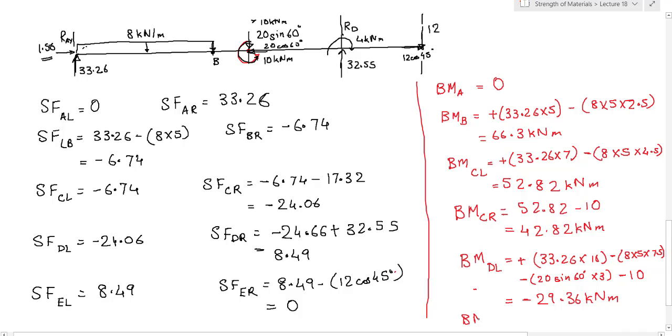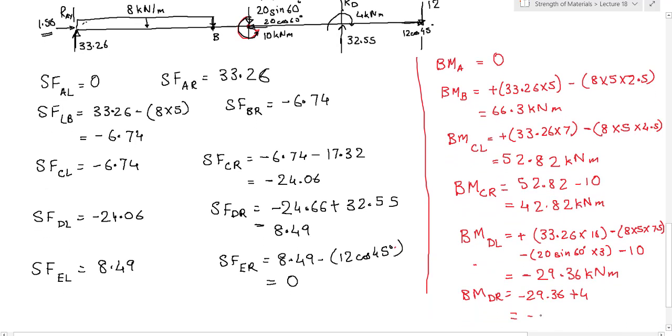And bending moment to the right of D will be what? This minus 29.36. And what is this in clockwise direction? So it is trying to push this upward, so sagging, so plus 4. It will be plus 4. So it will be minus 25.36 kilonewton meter, and bending moment at E will be 0 as always.